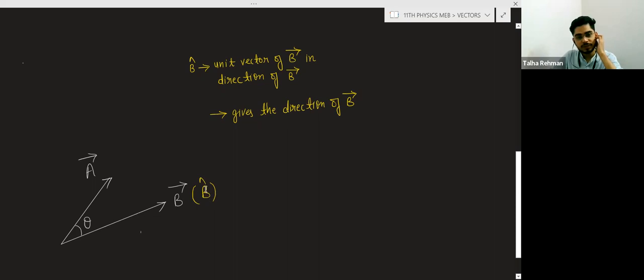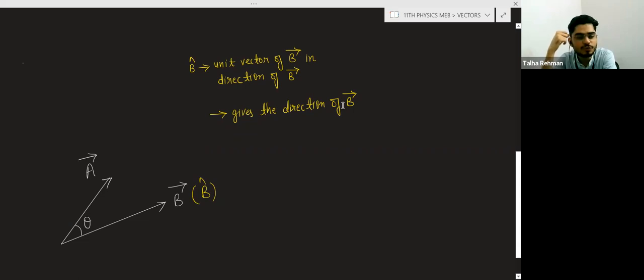One thing you should know: this B cap. What is B cap? B cap is the unit vector of the B vector. Unit vector means having magnitude 1. I have already told you that a unit vector represents the direction of the vector. I cap, j cap and k cap represent the direction along the x-axis, y-axis and z-axis, but this B cap represents the direction of the B vector. So the unit vector of B vector is in the direction of the B vector. I have written here also that it gives the direction of the B vector.